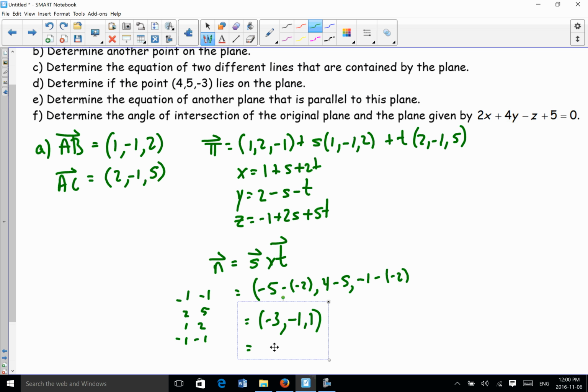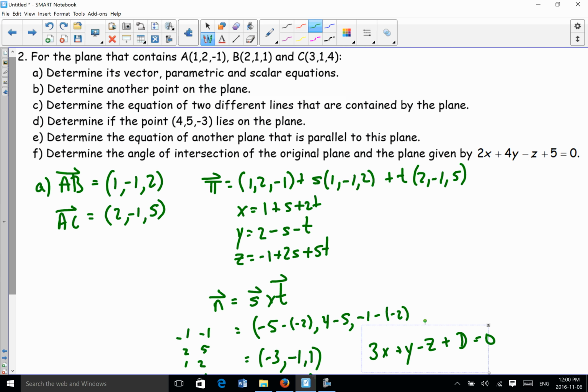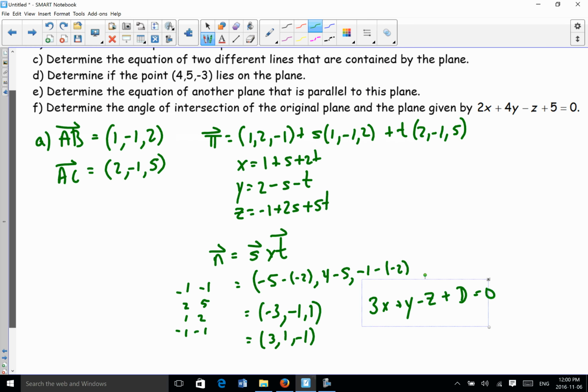Now, our book often, as we've said a few times, will make the x part positive. That would be the same, it's a scalar multiple direction vector, right? So 3x plus y minus z plus d equals 0. Pick a point. Your point could be A, B, or C. I'm going to use A. So 1, 2, and negative 1.